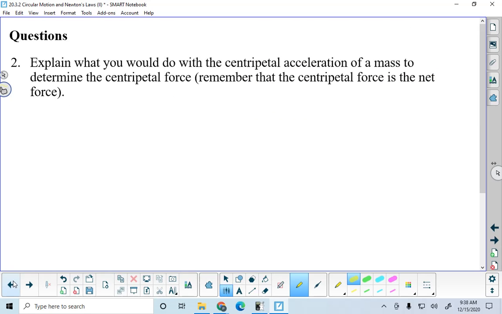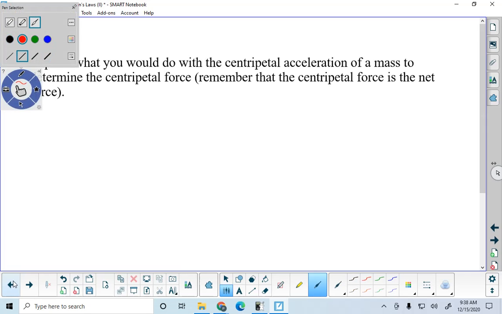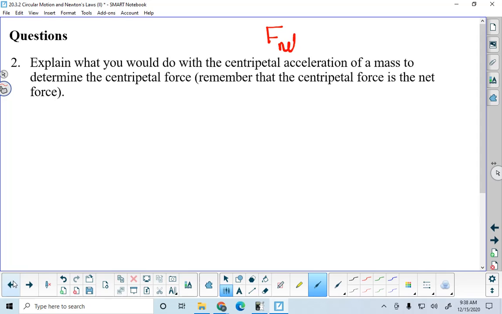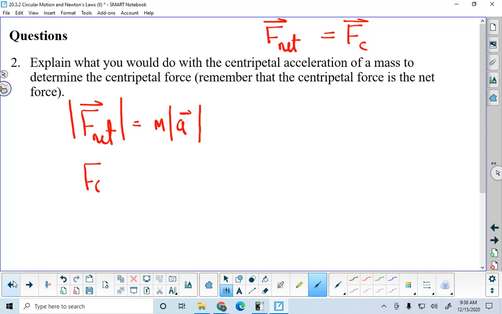All right. Explain what you would do to the centripetal acceleration of a mass to determine the centripetal force. And this thing that I've talked about already once today and a couple of times yesterday is really crucial. The net force is the centripetal force. A centripetal force is a net force. So if net force is mass times acceleration, then the centripetal force, which is the net force, is equal to the mass times the centripetal acceleration. So what do you do to the centripetal acceleration to get the centripetal force? Or what do you do to the centripetal acceleration to get the net force? You multiply by the mass. It's Newton's second law. Okay?